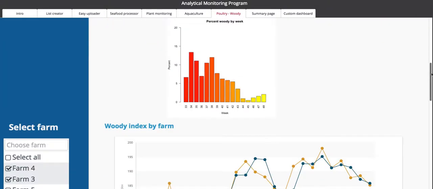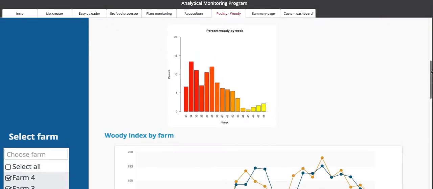And in this case, we were measuring percent woody by week. And so what happened is we started out with a high prevalence of woody breast, and then as we started working towards the source of the problem, they got their woody breast down to less than 3%, as shown by this graph.